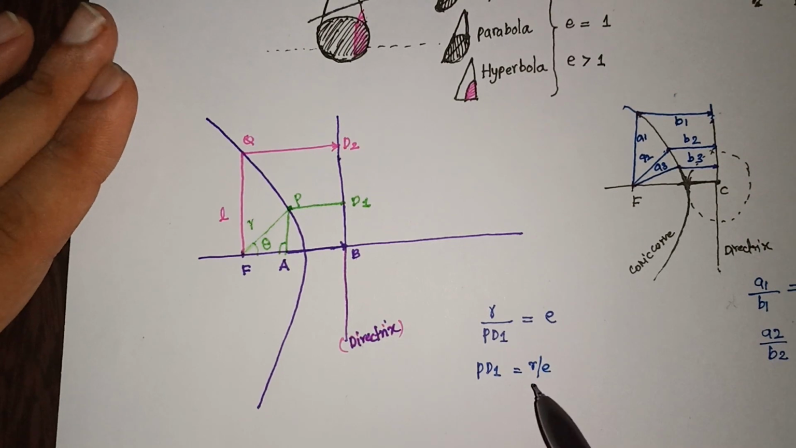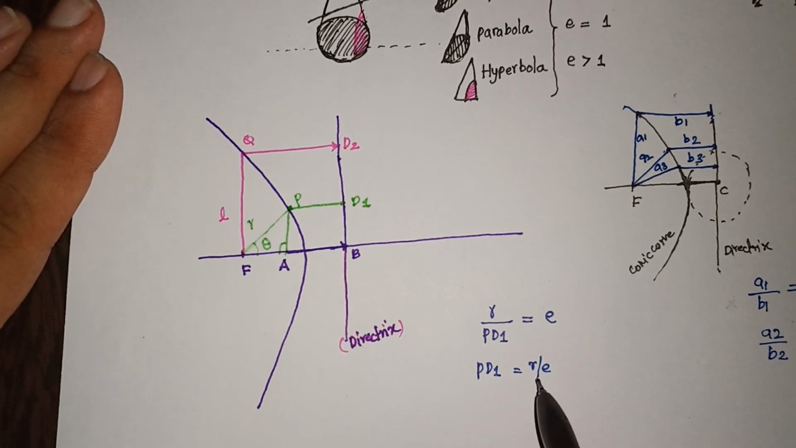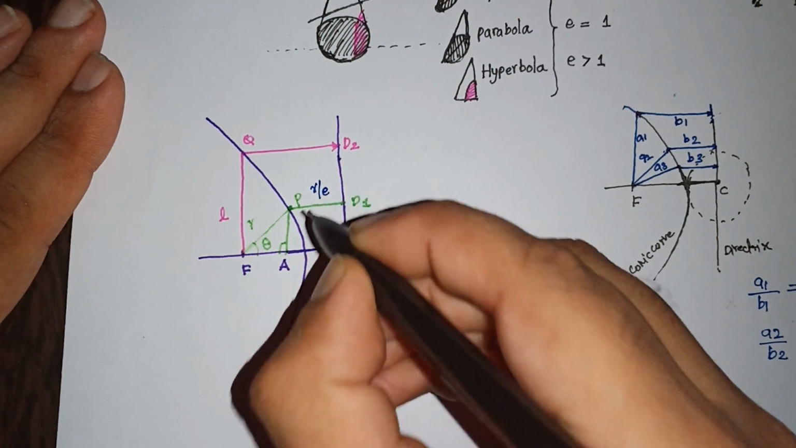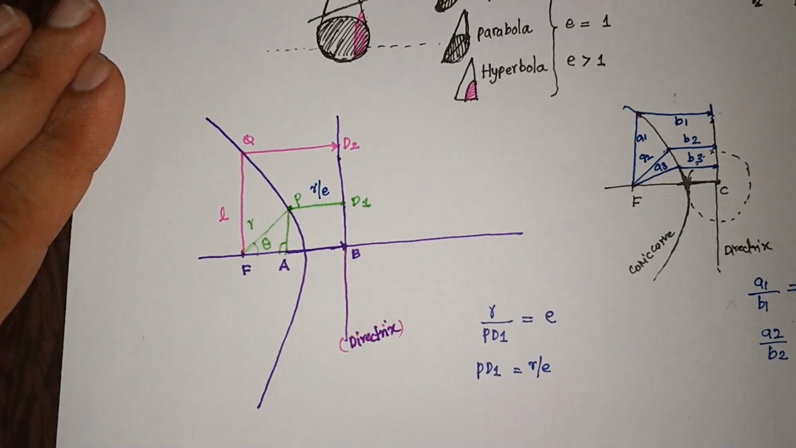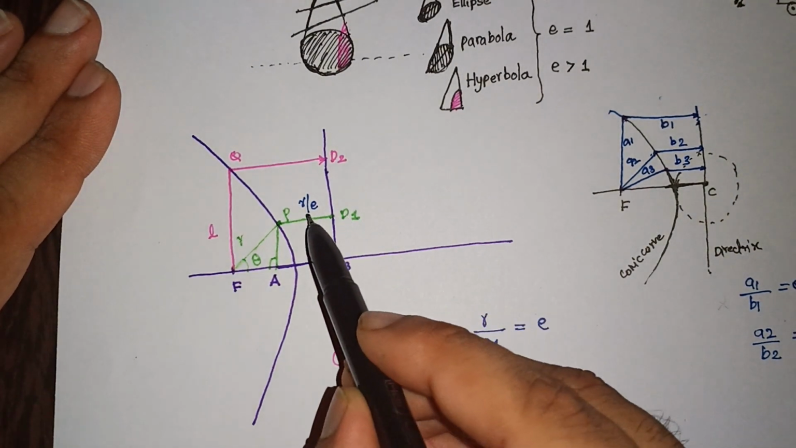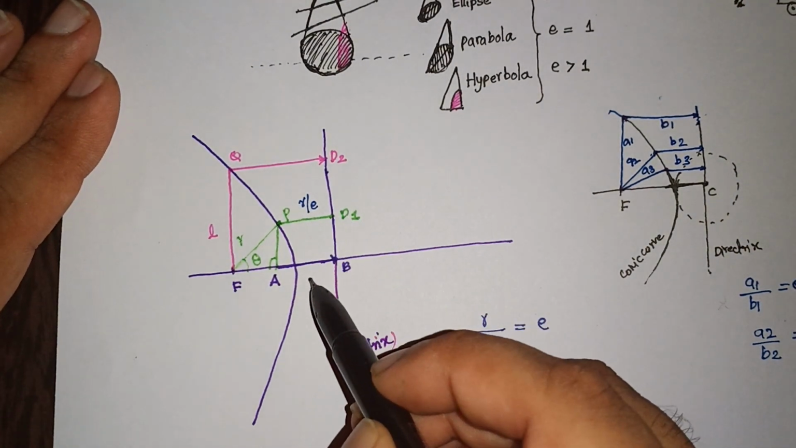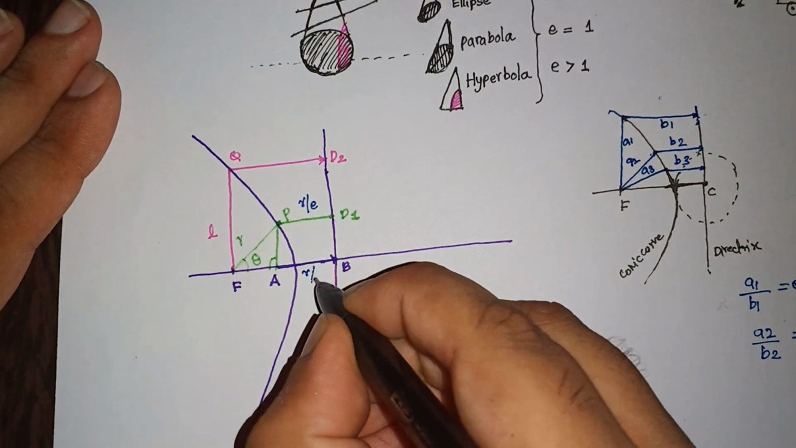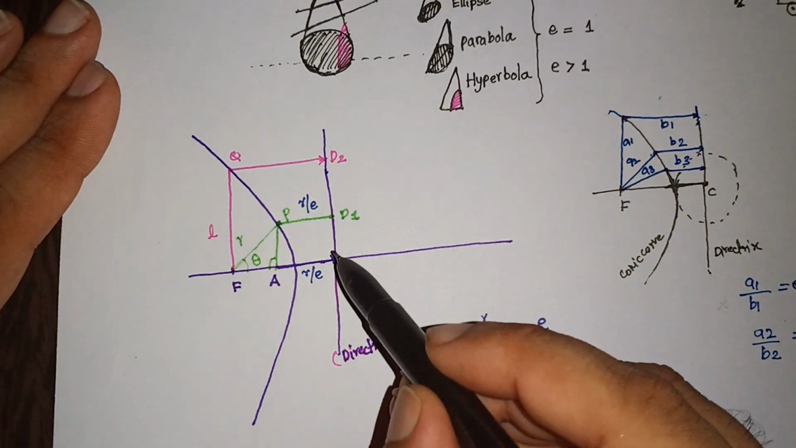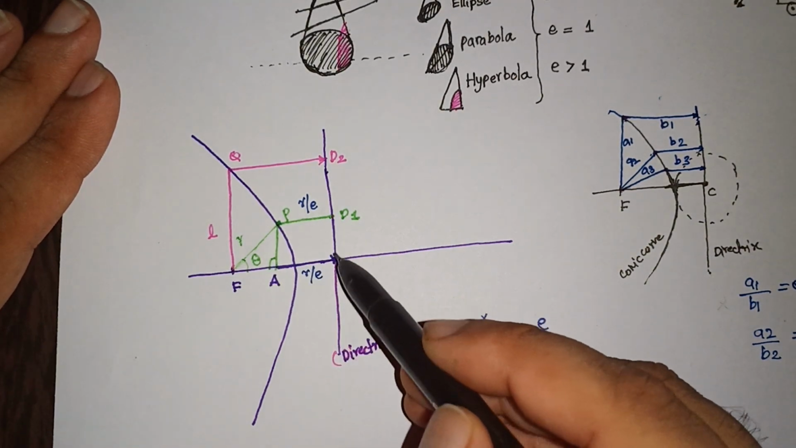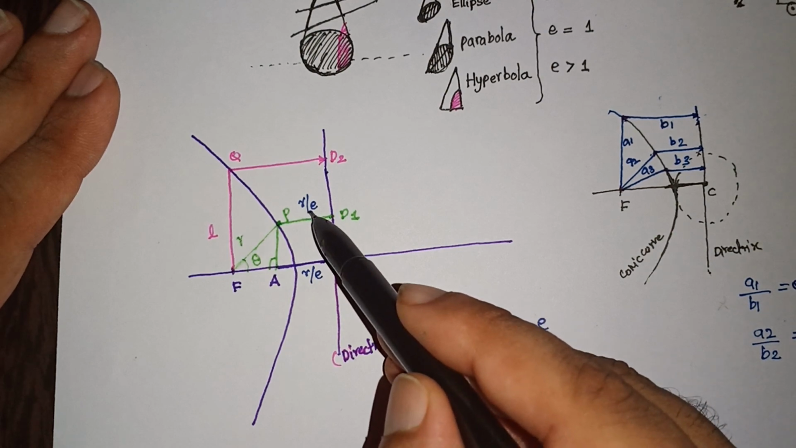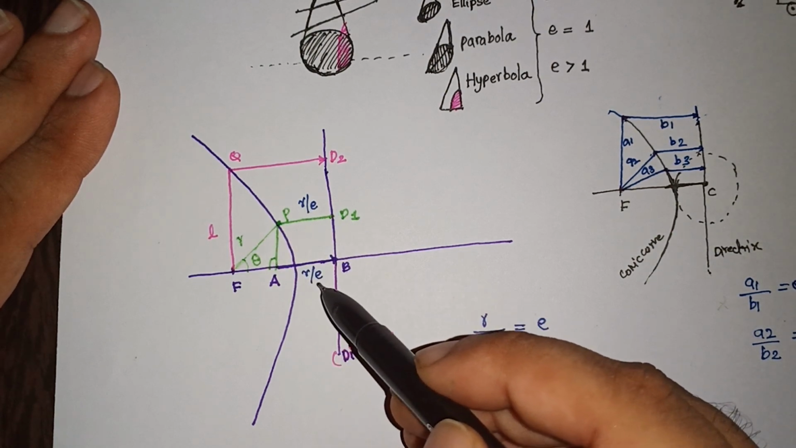Once you get the values, it's good practice to mark everything here. So PD1, we know this is going to be R divided by E. Now probably this is also going to be R by E, because if you study the parallel theorem, you can see that this is equal, since it's a side of a rectangle. So it is going to be R by E for PD1, and again R by E for AB.